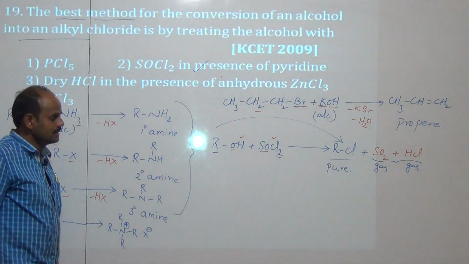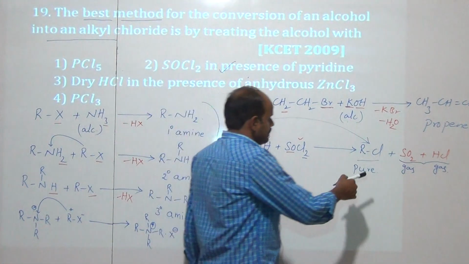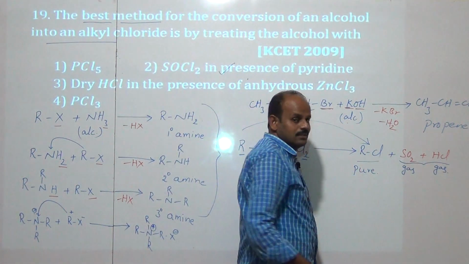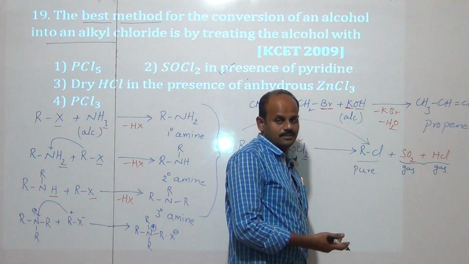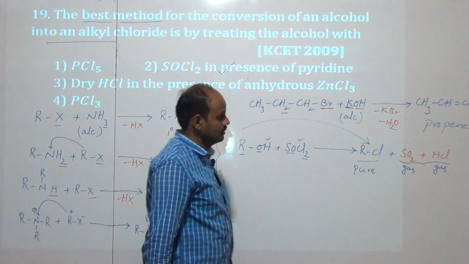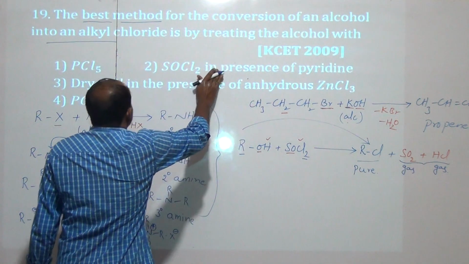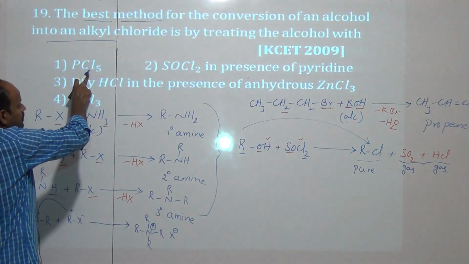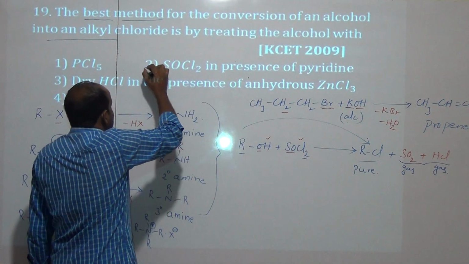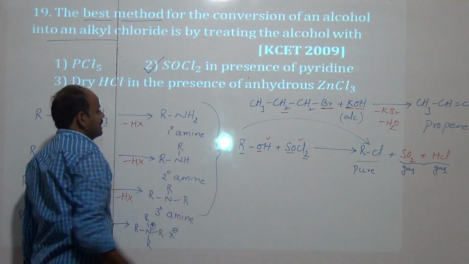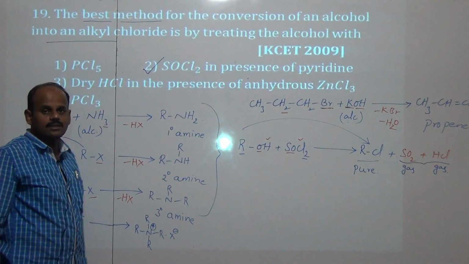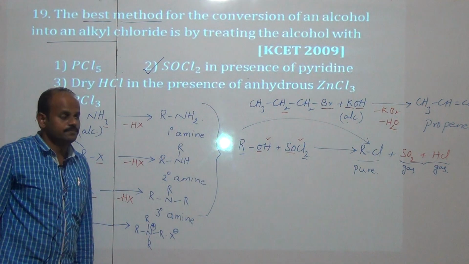Okay. What is the reason? Because in this reaction the byproducts formed are gaseous substances, thus they can easily escape from the reaction vessel. Thus we have only pure alkyl chlorides. Okay. Thus what options are given here? PCl5, no. SOCl2 in the presence of pyridine. This reaction takes place in the presence of a base like pyridine. Hence which option is correct? The second option is the correct one. Okay.